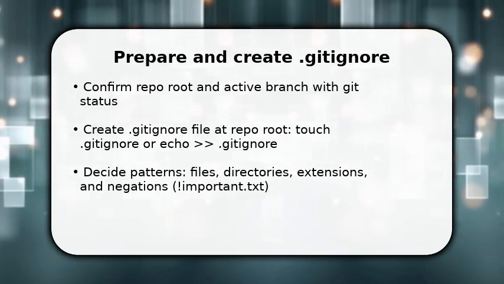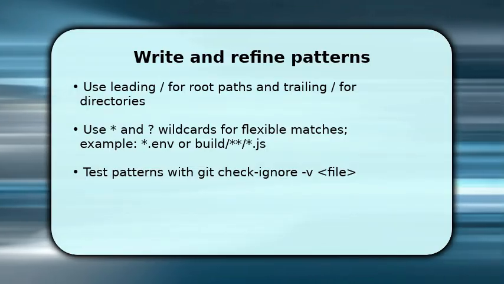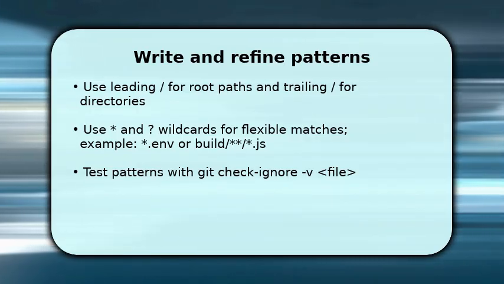Now focus on precision. Write patterns using a leading / for root paths and a trailing / for directories so you don't accidentally ignore similarly named items elsewhere. Employ wildcards like *.env or build/*.js to cover many files in one rule. If you need to keep a file inside an ignored folder, prefix with ! to unignore it.